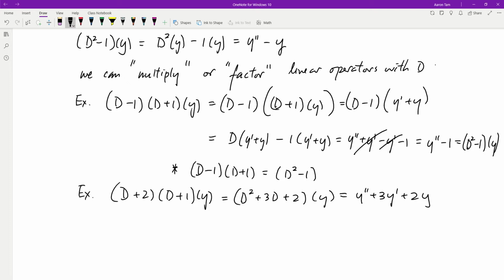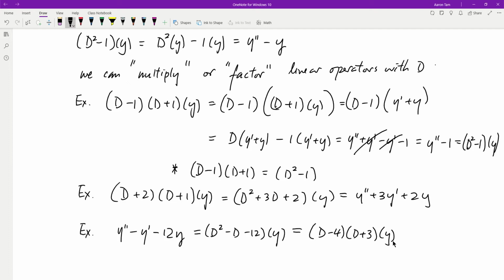And as I say, this allows us to actually factor our expression also, meaning I could say this. This whole process can be reversed, meaning if I have this, I can say that's the same thing as D squared minus D minus 12 of y, and therefore I can rewrite that into (D minus 4)(D plus 3) of y.